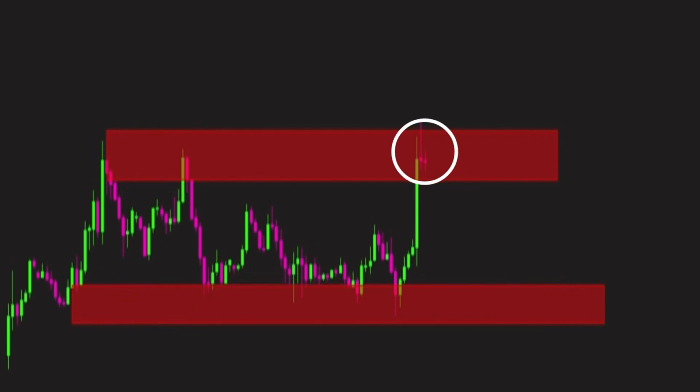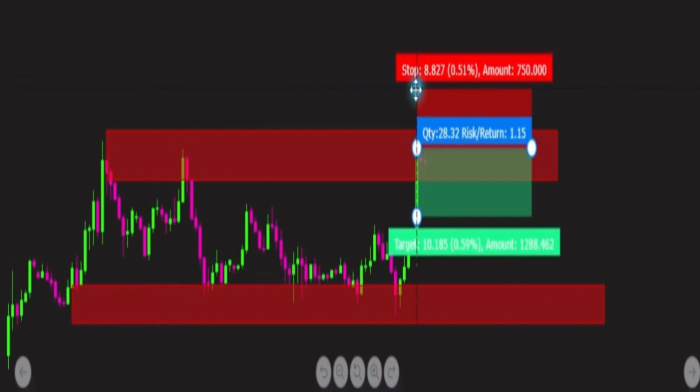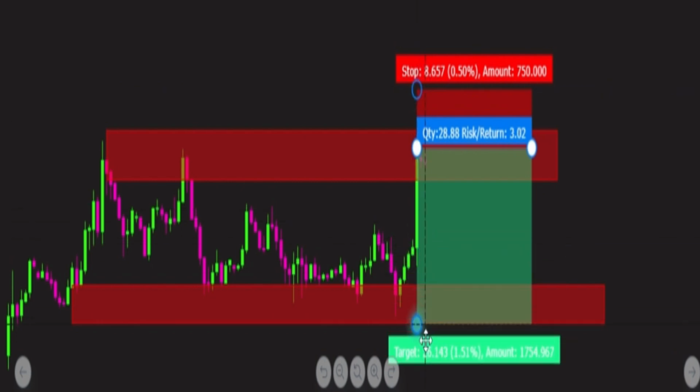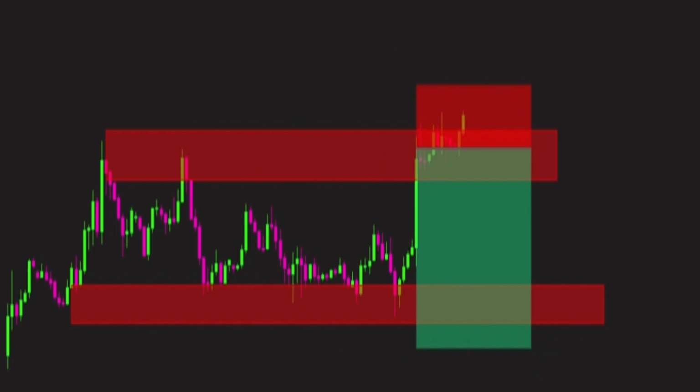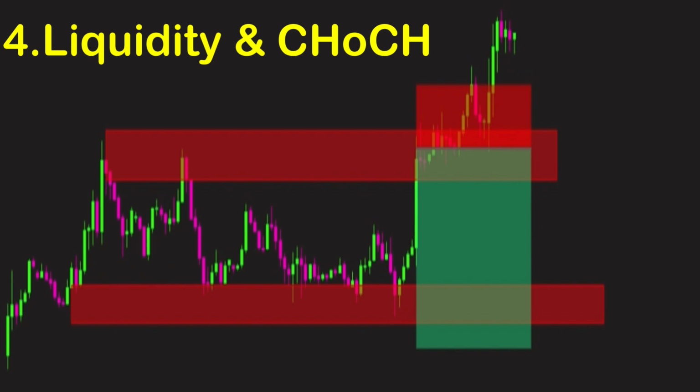Now, we can see here that the market had gone to the resistance zone, which is why a lot of retail investors would sell the currency pair at this time. But they got trapped in the market as the market made this big bullish imbalance candle which hits their stop loss. Now let us move to the fourth confirmation, which is liquidity and change of character.